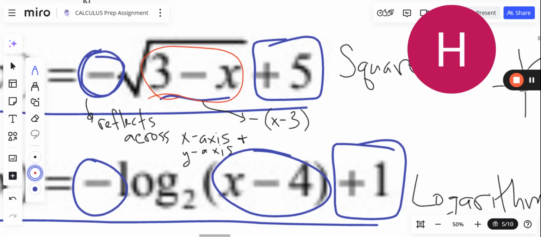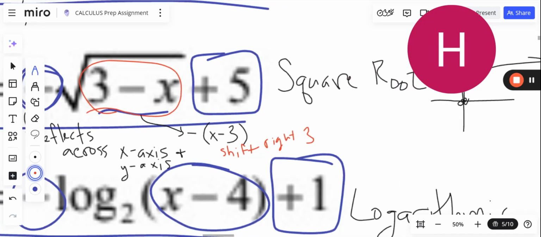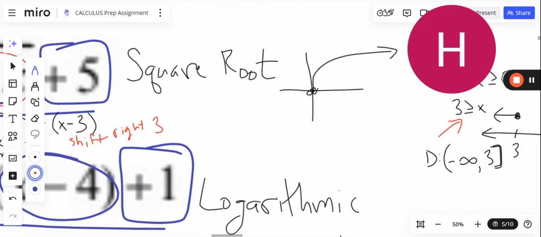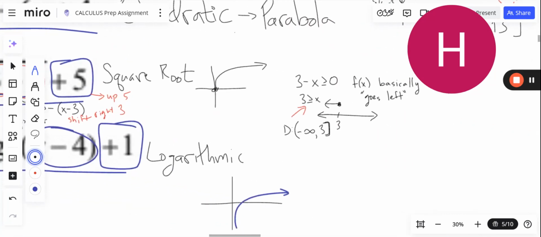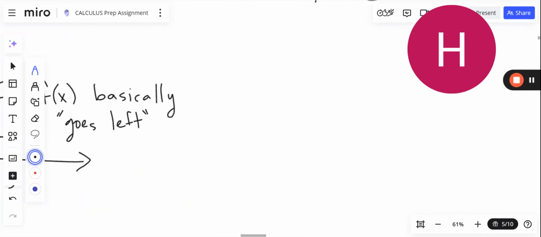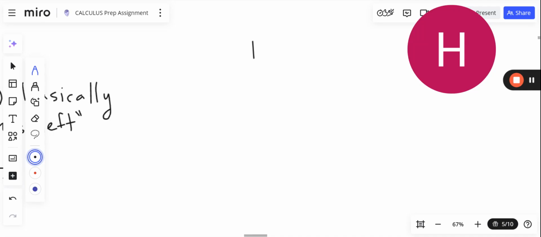We also have a shift by 3 units to the right. So we're going to shift to the right by 3 from like the starting point, which would be 0, 0, by the way. See how I have the parent function kind of sketched out here? And then this plus 5 is going to cause us to shift it up 5. So what is that kind of going to look like? That way we can identify the range here.